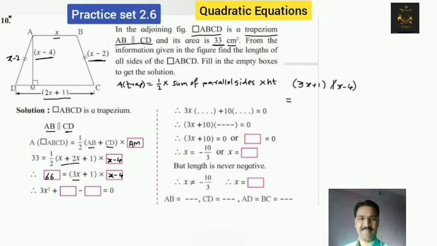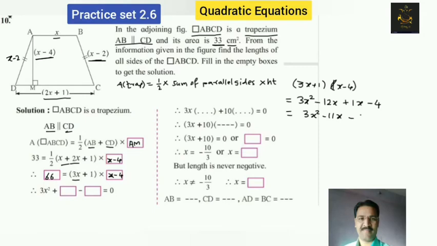Okay, 3x into x, this is 3x square. Minus, why minus? Because of this minus. 3x into 4, 12x. Plus 1 into x, that is 1x, and here plus 1 into minus 4, that is minus 4. Now just see what will come here now. The final one here, that is 3x square minus 11x minus 4.